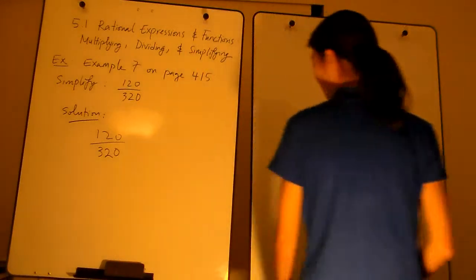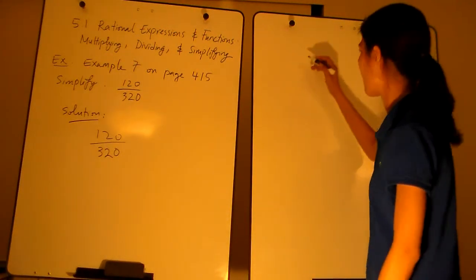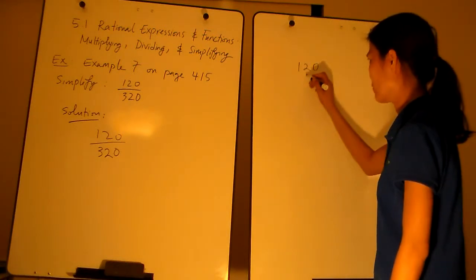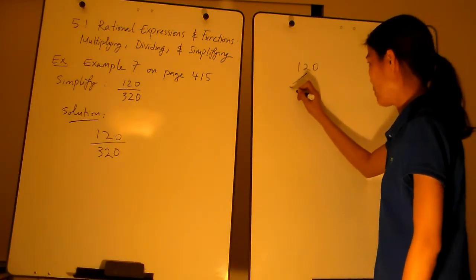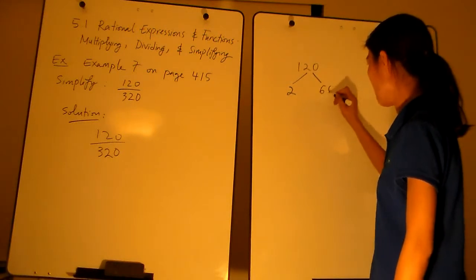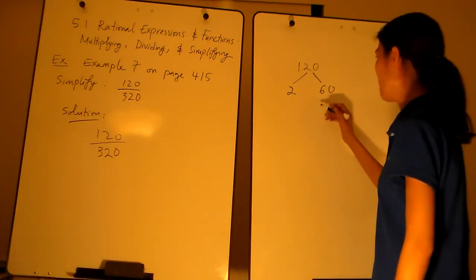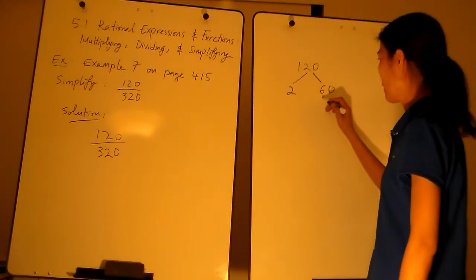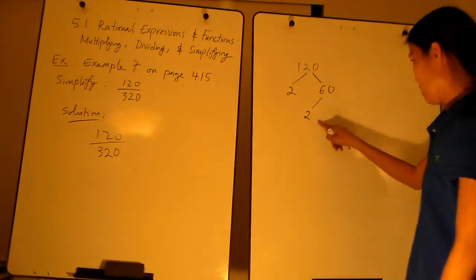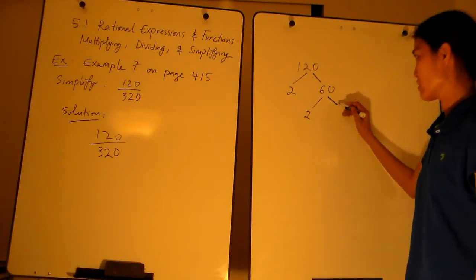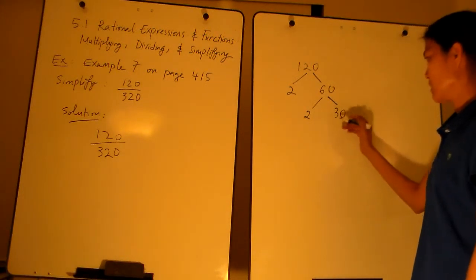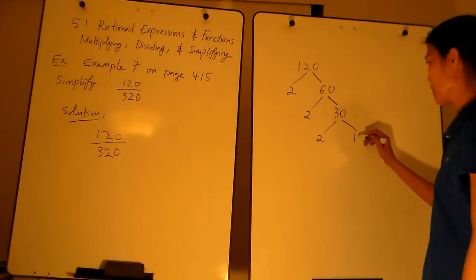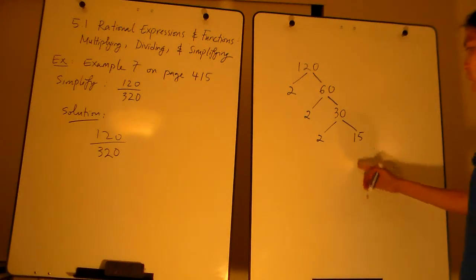Let me factor this 120 on this side. 120 can be factored as 2 times 60, because 2 times 60 is 120. Let's see, you can factor 2 more. Another 2. 2 times what is 60? 30, right? And it's even, so you can factor out another 2. 2 times what is 30? 15. Now, this is odd.